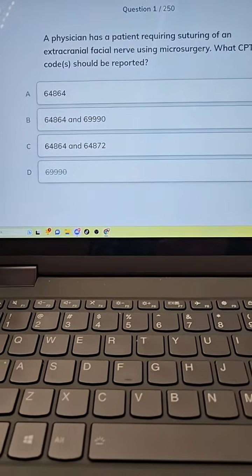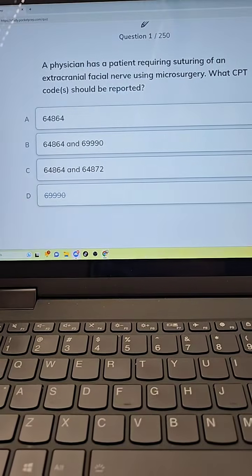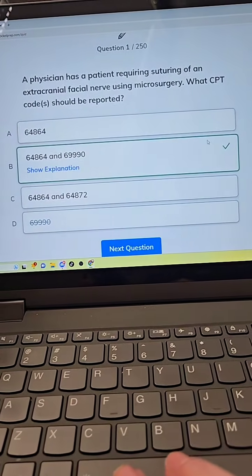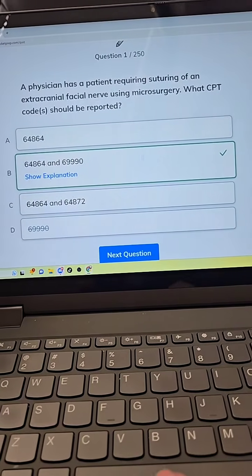Sorry, I gotta let go of this phone for a minute while I try to figure out how to click on the mouse here. All right, let's see. Yep, I am correct. Woohoo!